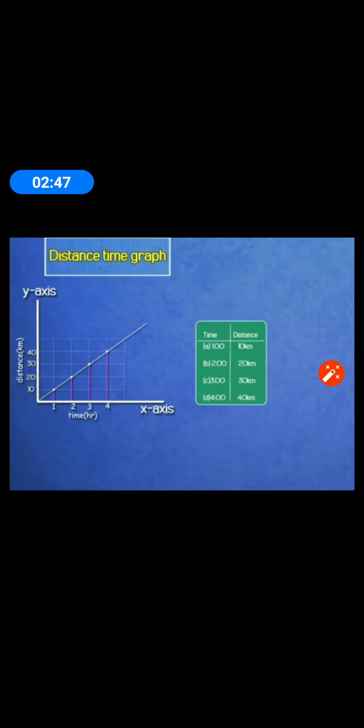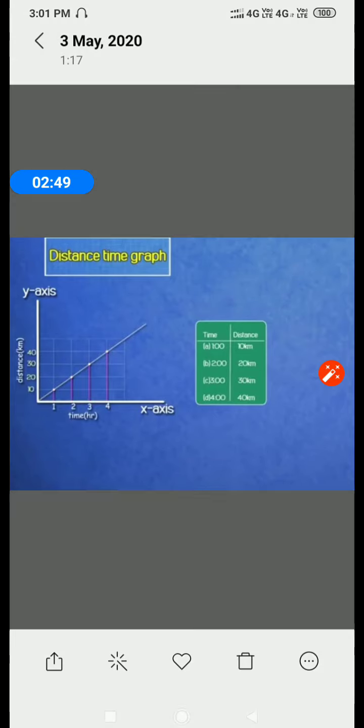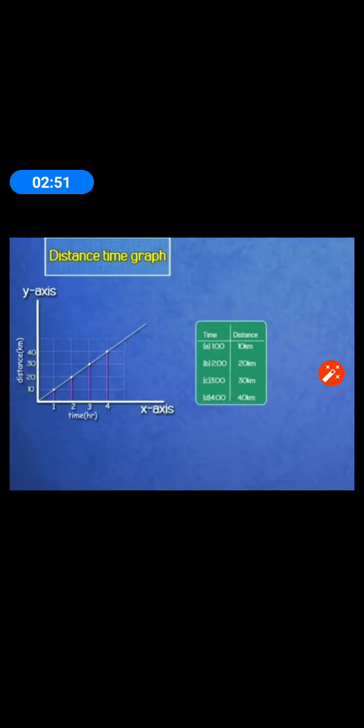For this speed, the graph over here is a straight line graph, which is passing through the origin. You have to learn this: when the object is having a uniform velocity or constant velocity, then the graph will be uniform, straight, and it will be passing through the origin. Okay?